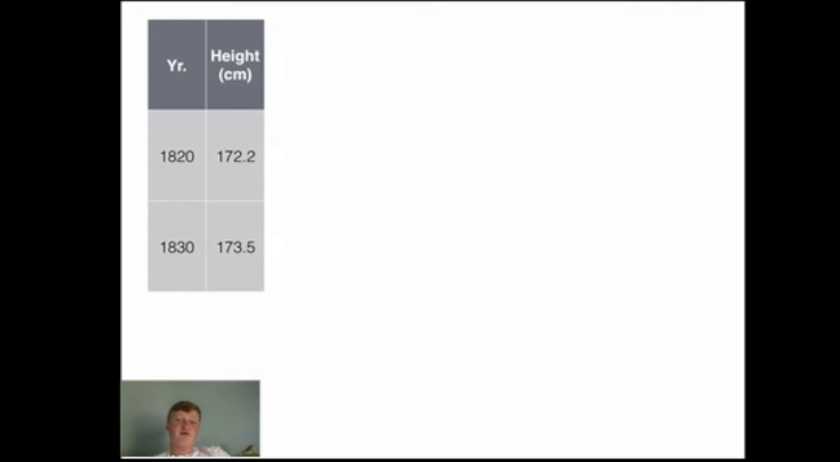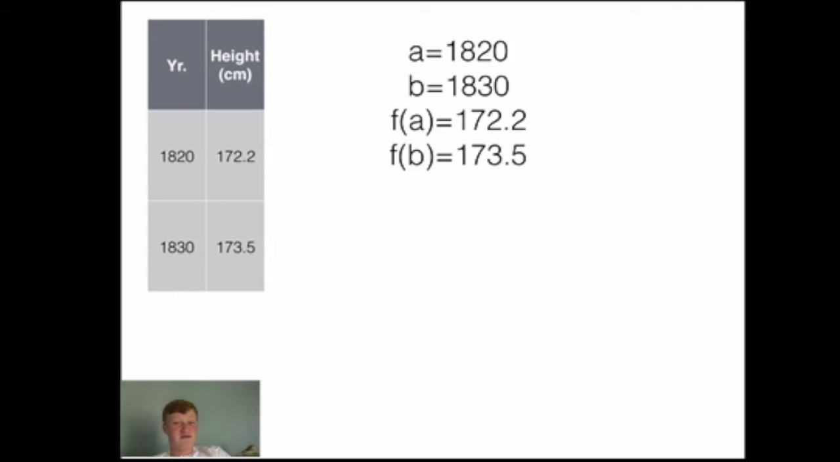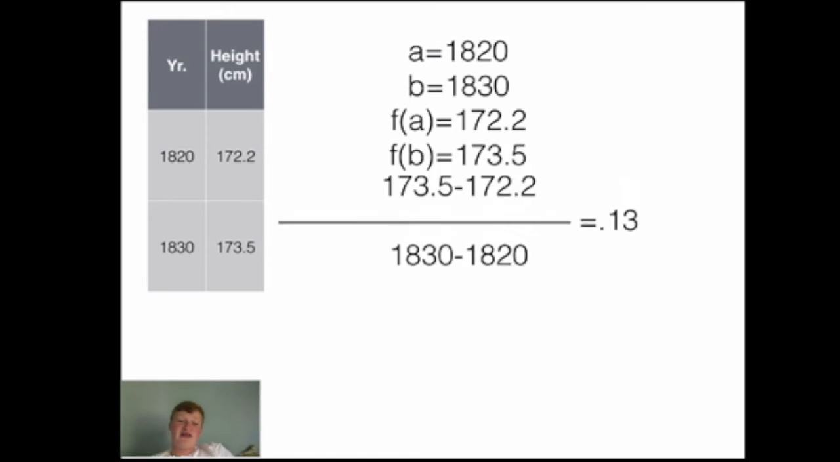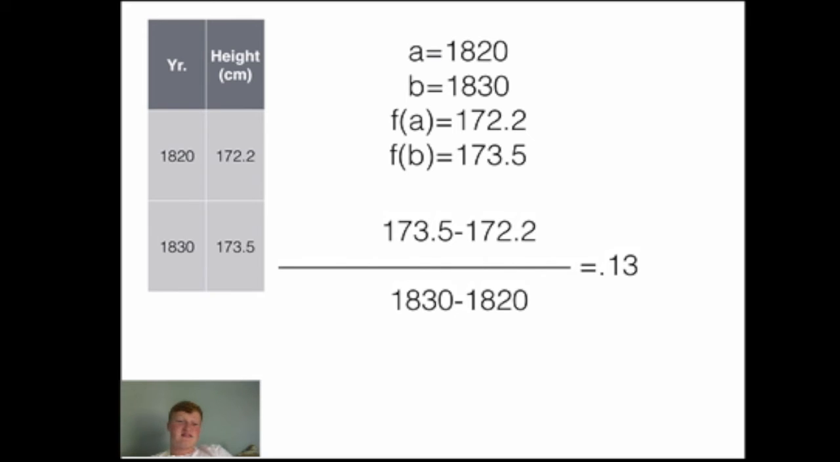So basically what you've got to do is recognize what your variables are. So here I put a is equal to 1820, b is equal to 1830, f of a is equal to 172.2, that's in centimeters, and f of b is 173.5, also in centimeters. And so after that, you just got to plug it into your formula, and what you get is from years 1820 to 1830, the average rate of change for men was 0.13 centimeters per year.